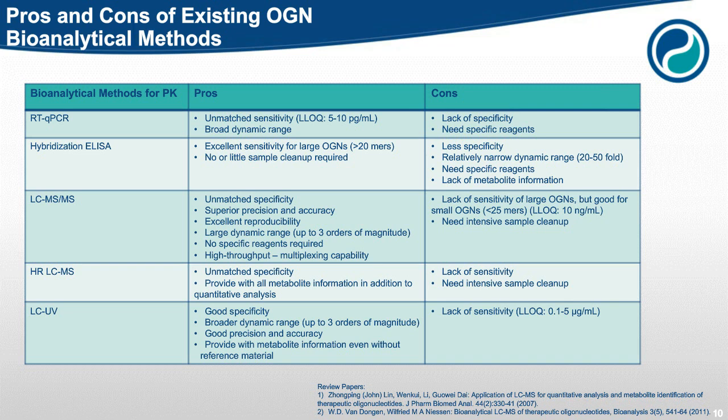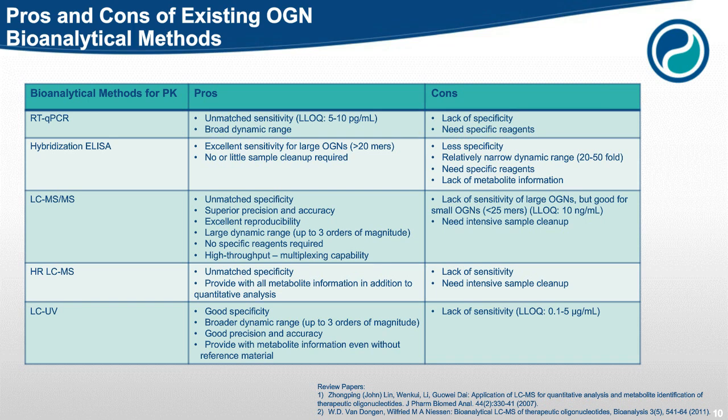Particularly, RT-qPCR offers unmatched sensitivity and a broad dynamic range of quantification, but it lacks specificity and needs specific reagents. Existing hybridization-based ELISA has high sensitivity and requires little sample preparation, while it also has some issues like low specificity, relatively narrow dynamic range, and lack of metabolite information.